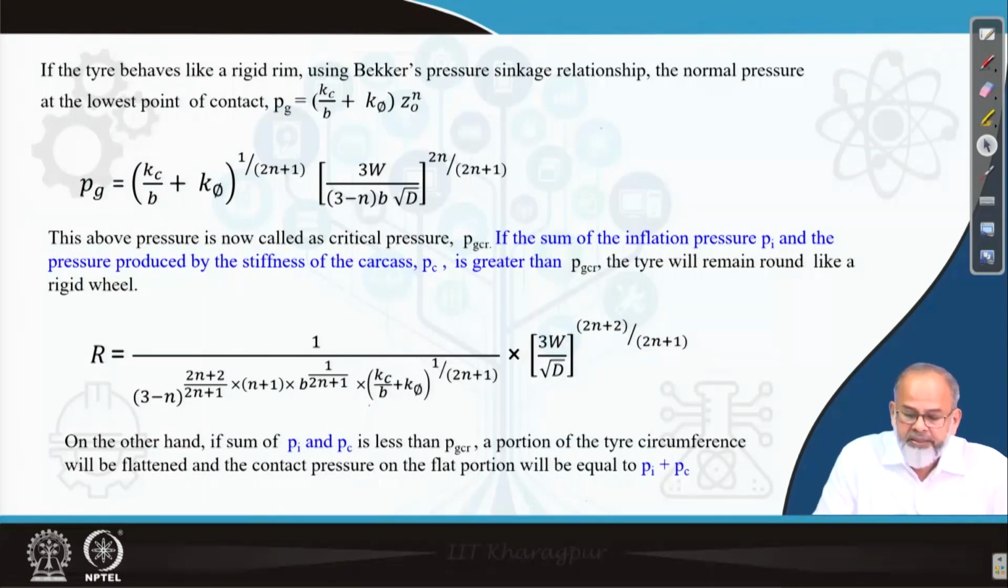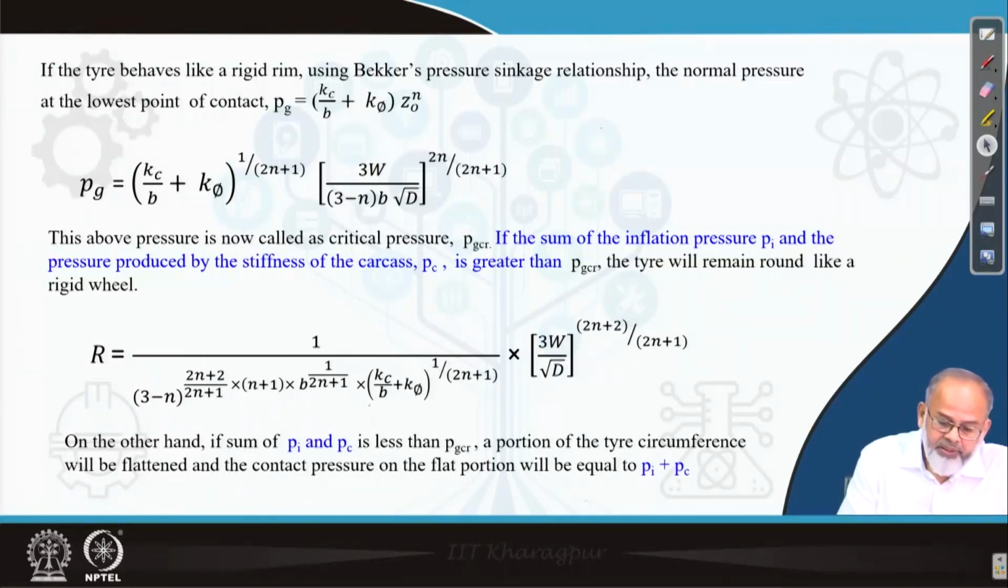Now, that is denoted as P ground critical, ground pressure critical. If the sum of the inflation pressure Pi and the pressure which is produced by the stiffness of the carcass Pc is greater than ground pressure critical PGCR, then the tire will remain round like a rigid wheel and the rolling resistance will be just like the rolling resistance of a rigid towed wheel.